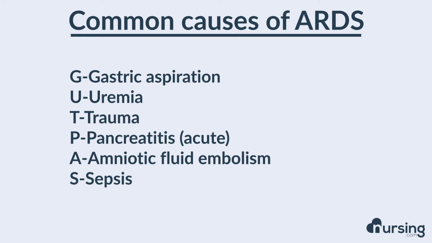S stands for sepsis. Anytime we have a systemic septic response, or oftentimes something called SIRS, which is systemic inflammatory response syndrome, what happens is that this inflammatory response can lead to sepsis and therefore trigger that inflammatory response in the lungs, leading to that increased permeability, which also leads to that increase of fluid accumulation in the lungs.